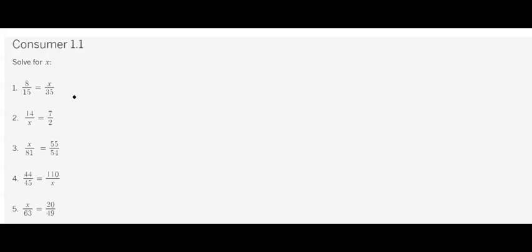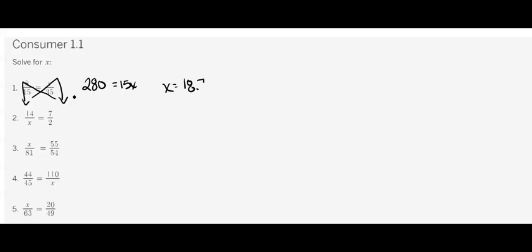It says solve for x, so I'm going to use cross multiplication. I'm going to multiply 8 times 35, and when I do that, I get 280. And then I'm going to multiply 15 times x. And I'm going to get 15x. And now I'm going to solve for x by dividing both sides by 15. And when I do that, I get x equals 18.7.